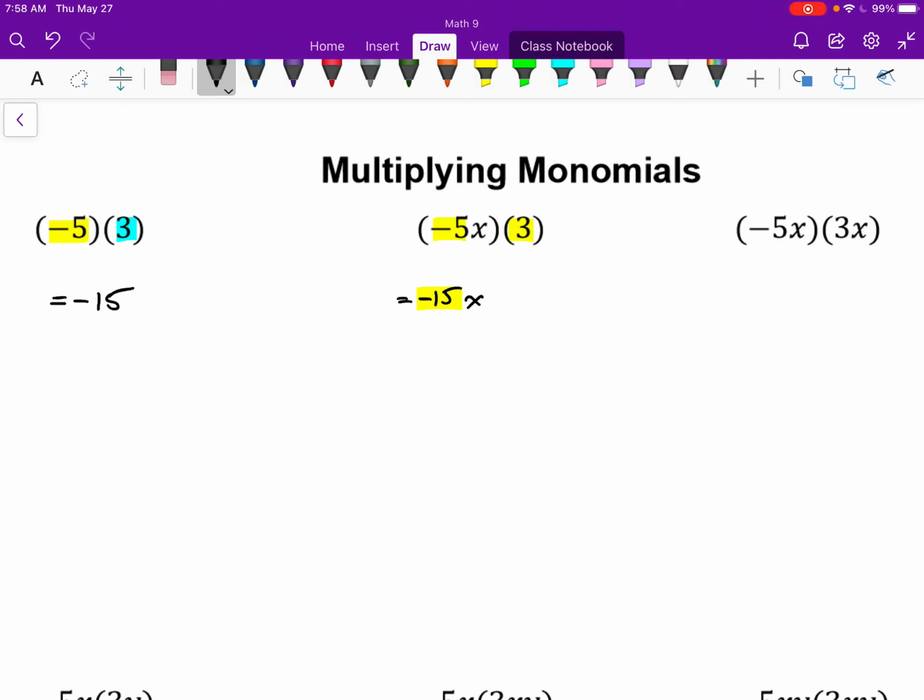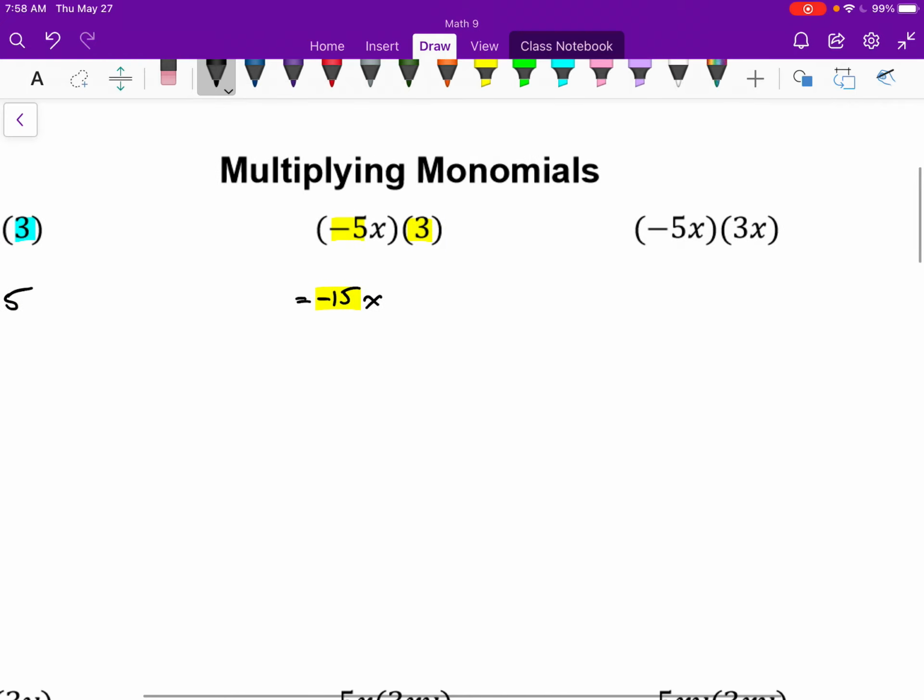And so next, if I look at negative 5x times negative 3x, again, I can multiply this in any order I want. It's really negative 5 times an x times a 3 times another x. So I'm going to multiply the coefficients first. Negative 5 times 3 is negative 15. And then I'm going to multiply my x's together. x times x is x squared.